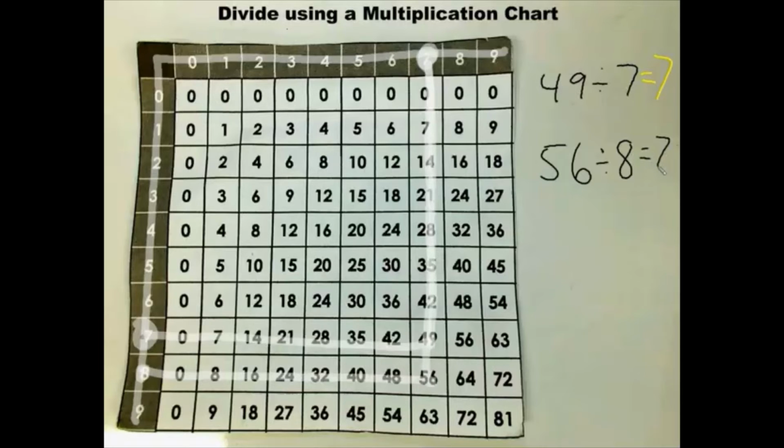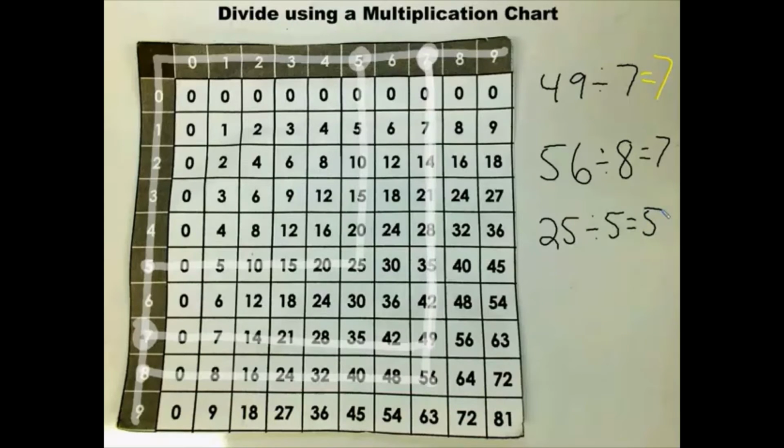I'll try another example. 25 divided by 5. Okay, 5 is our divisor, so we find that on our multiplication chart. Okay, 5, we follow it over until we find 25. Once you find 25, you go up. So 25 divided by 5 is 5.